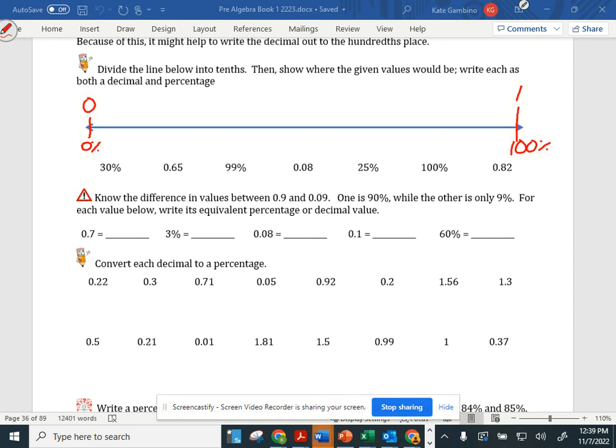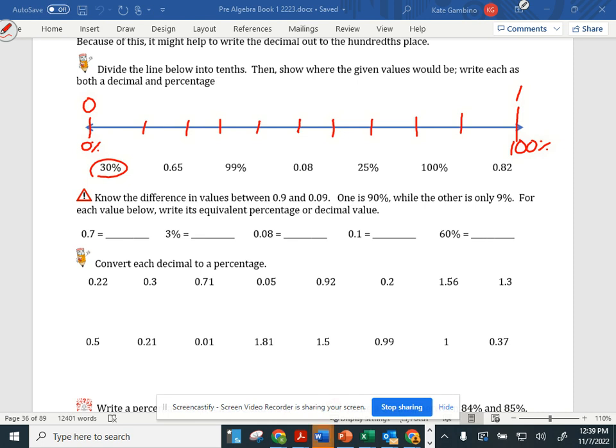So if I have 30%, where do we think that would fall on our line? Alexis? So we're looking at it as tenths. I guess I could write it as tenths. So halfway, and then 1, 2, 3.